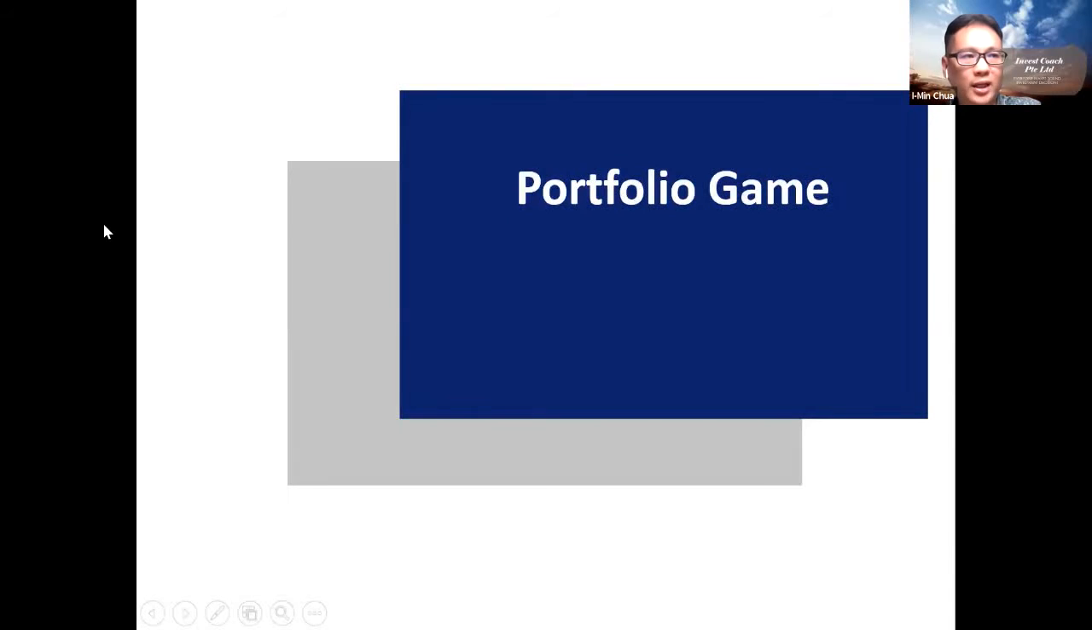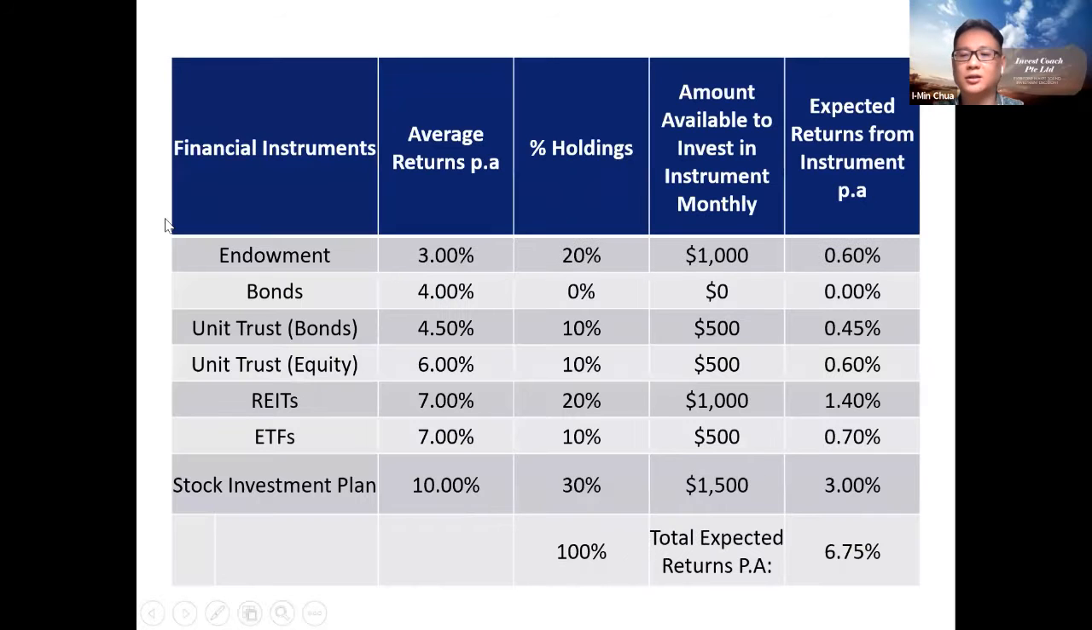Okay, then we go to the third part of today's meeting, which is the portfolio game. Once again, this is my allocation. Hope you all can remember. Just a quick recap: based on the session on financial planning, this is my ideal allocation, 20% endowment.